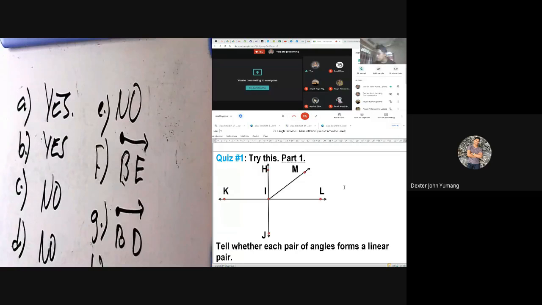Okay, type done kung natapos na kopyahin ang drawing. This is letter H. Okay, Matthew and Aliyah are done. So the question here is, tell whether each pair of angles forms a linear pair. Kung nakabuo daw sila ng straight line. Yung sa linear pair, nakabuo daw sila ng straight line.